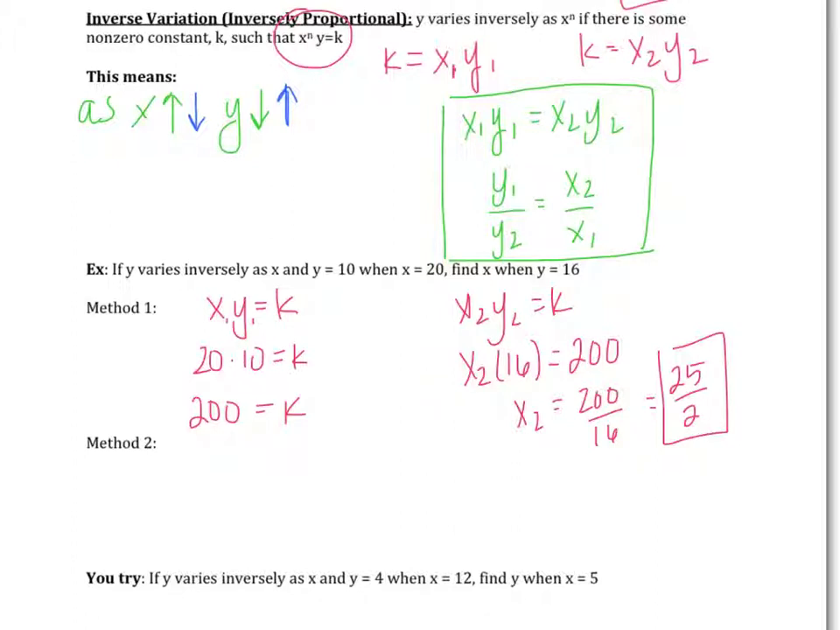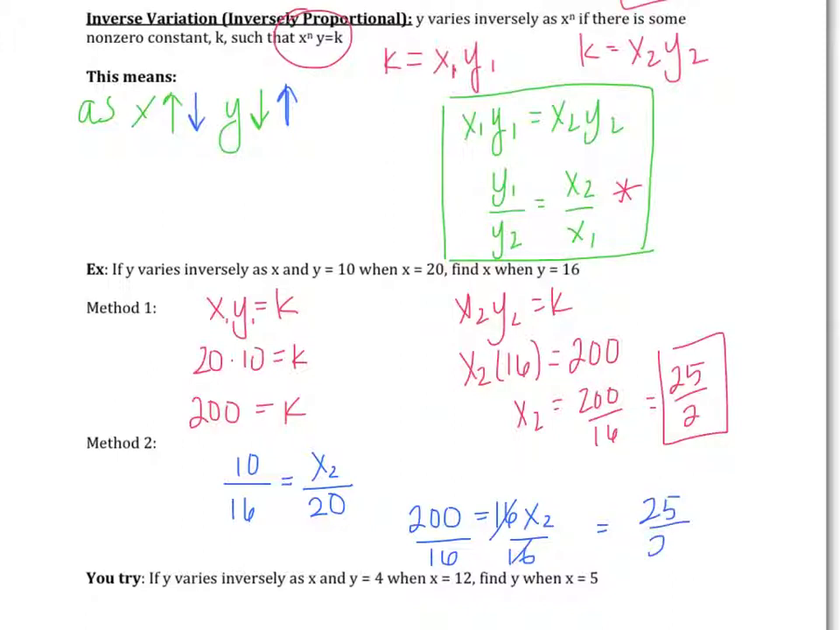The second method again is to use the proportion that we have here and eliminate k altogether. So this is going to say y1 was 10, y2 was 16, equal to x2, what we're looking for, over x1, which is 20. Cross multiply, you get 200 equals 16 times x2. Divide by 16, and when you reduce it, you should get 25 over 2.